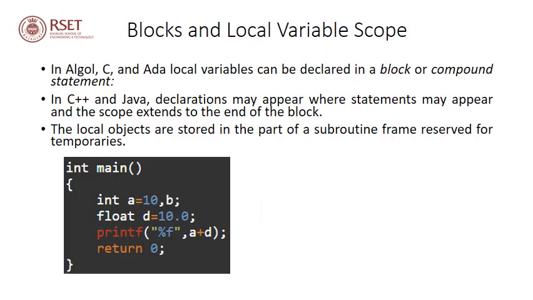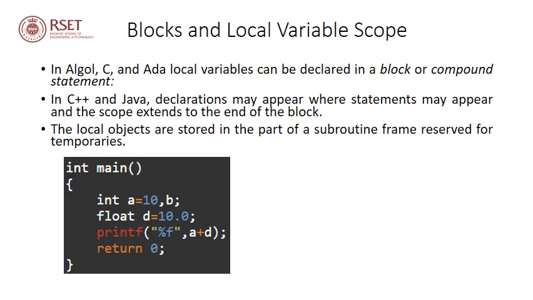Let's now discuss blocks and local variable scope. In Algol, C and Ada, local variables can be declared in a block or compound statement. In C++ and Java, declarations may appear where statements may appear and the scope extends to the end of the block. Local objects are stored in a part of a subroutine frame reserved for temporaries.